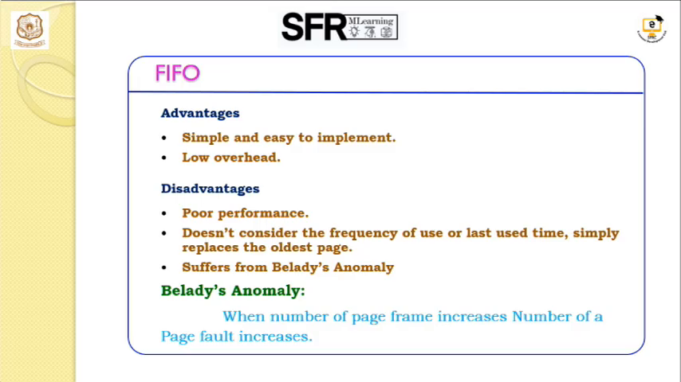The next important disadvantage is that it suffers from Belady's anomaly. Belady's anomaly is when the number of page frames increases, the number of page faults also increases. So, these are the things about FIFO.